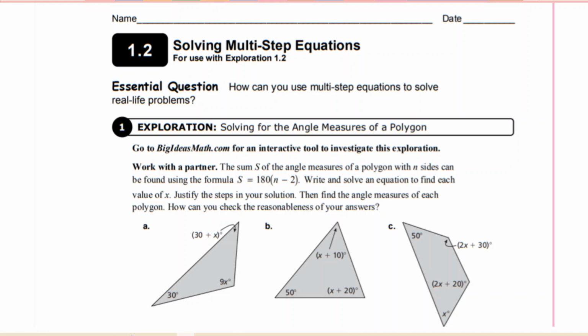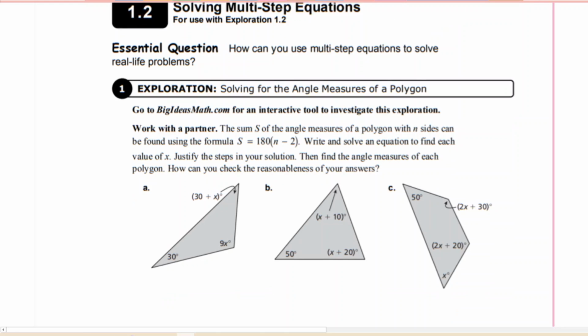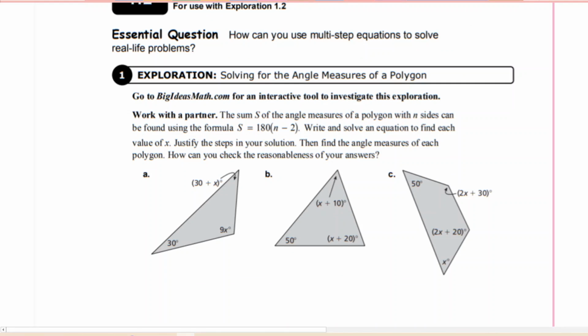All right, everyone. Here we are with our second assignment in Algebra, and it is on 1.2, solving multi-step equations. We're going to be looking at this first exploration where we have solving for the angle measures of a polygon. Now it says over here that the sum of the angle measurements of a polygon with n sides can be found by using this formula.